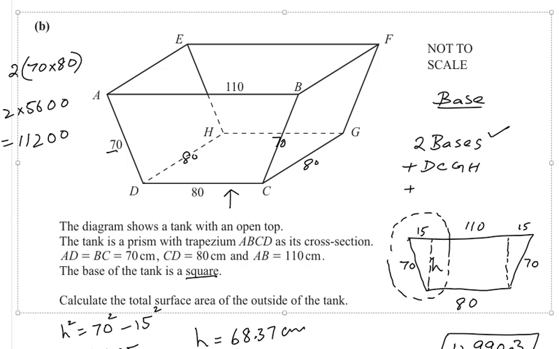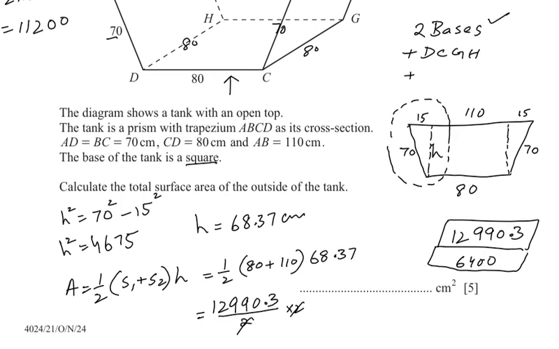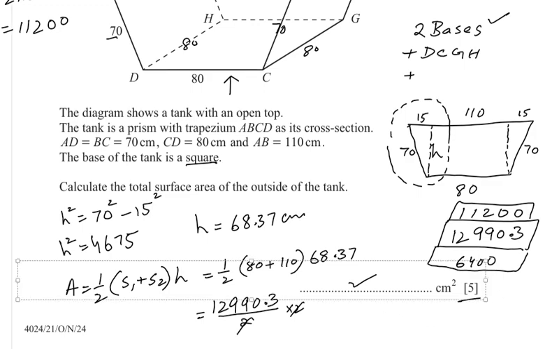Just a second, I'm sorry for this. We have to add 11200 in these, and when we add all these three areas, we get the total surface area. You can do it by yourself. This question contains 5 marks.